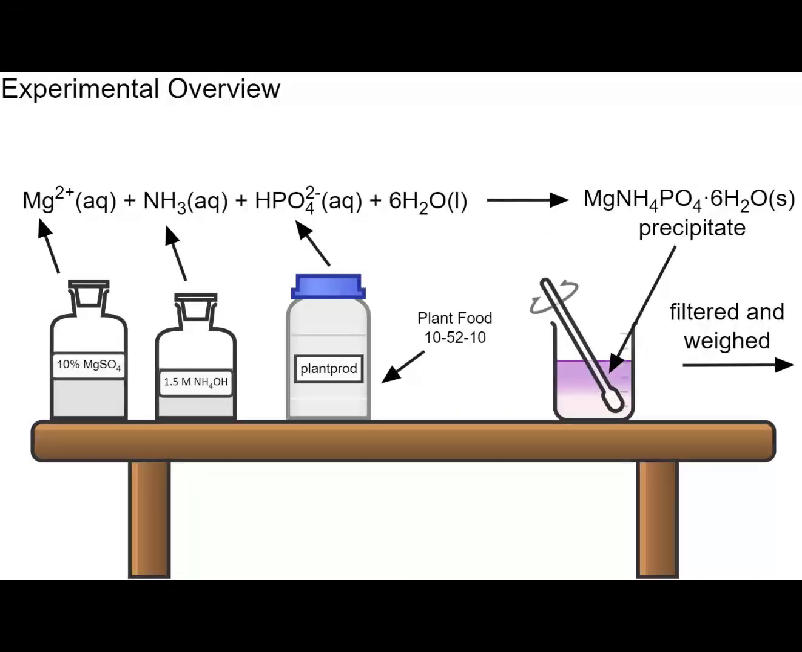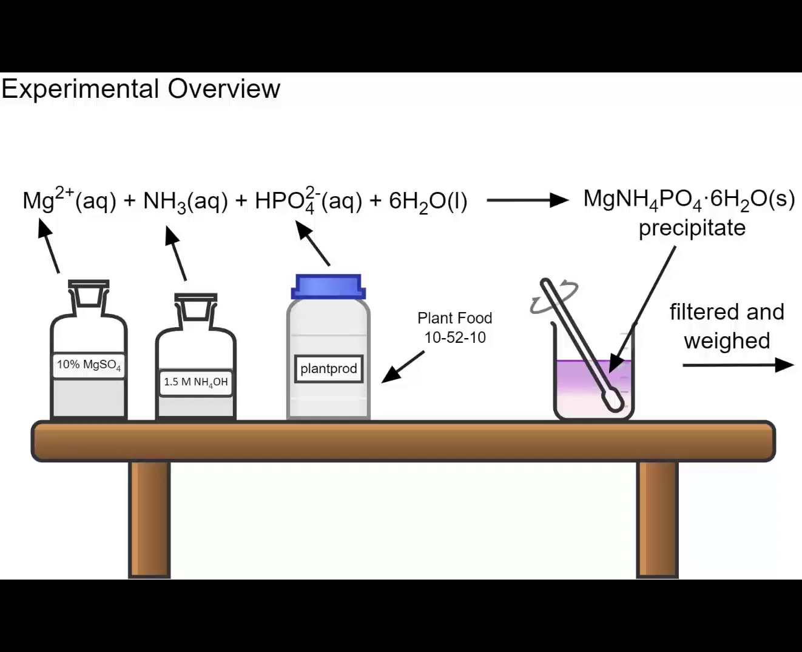This video will demonstrate the steps for the gravimetric analysis of phosphorus in a common all-purpose plant food. Our goal is to use this analysis to assess the accuracy of a reported value of phosphorus in this plant food.